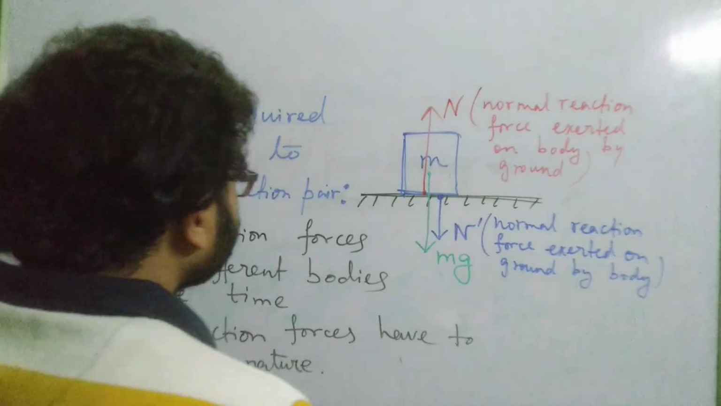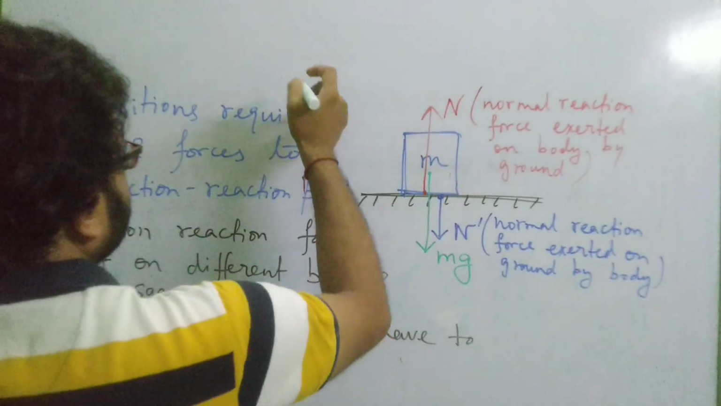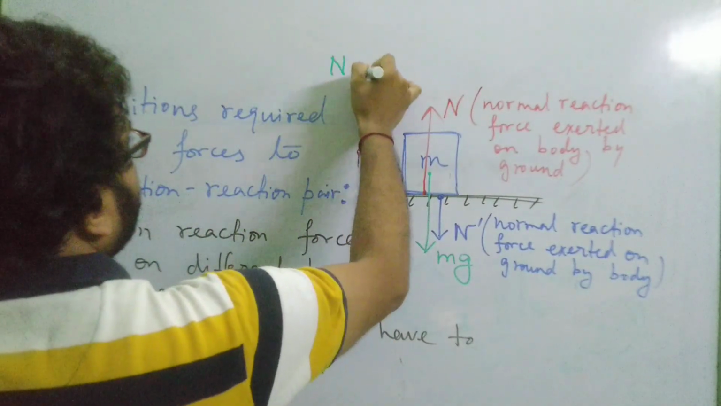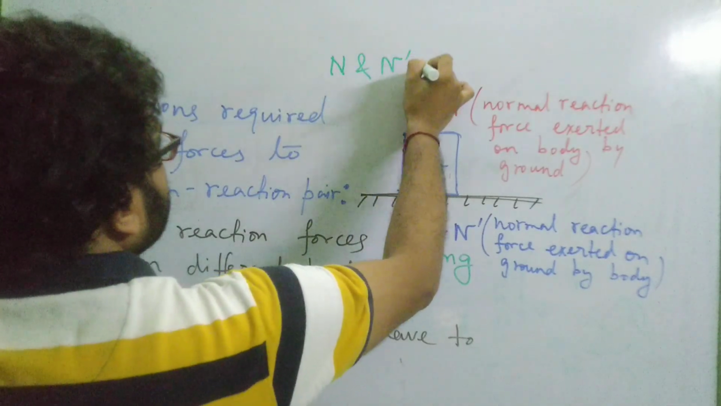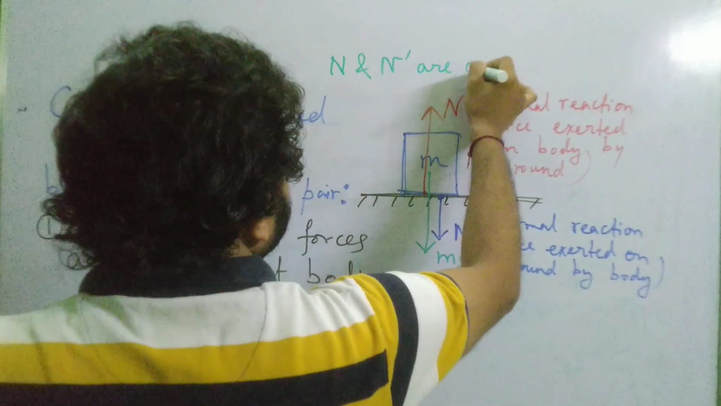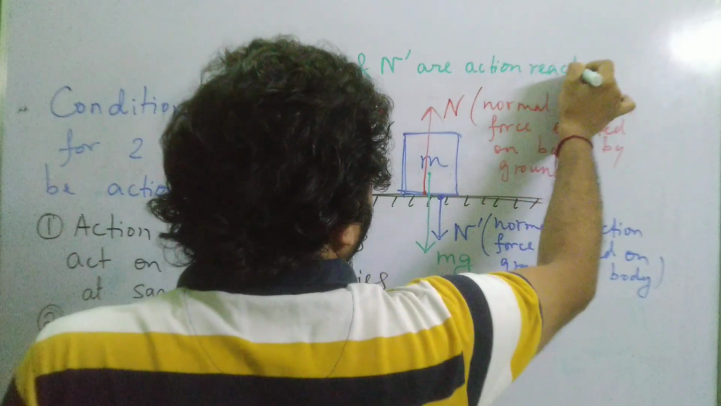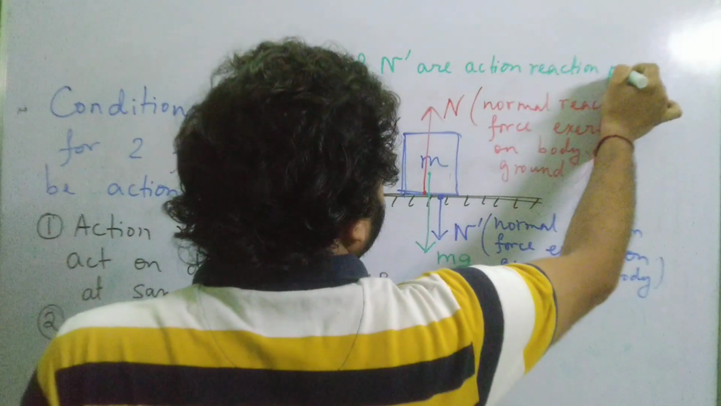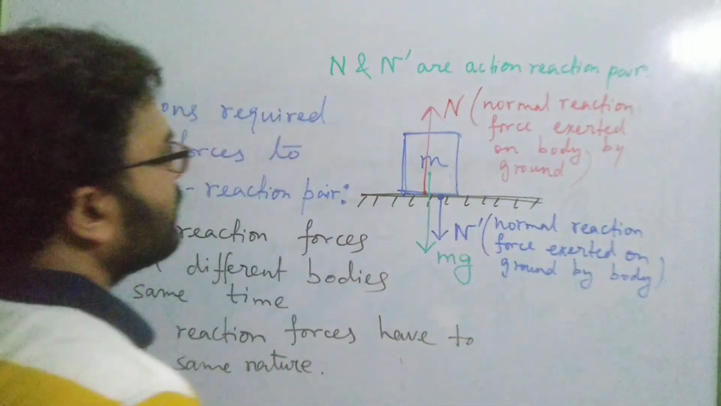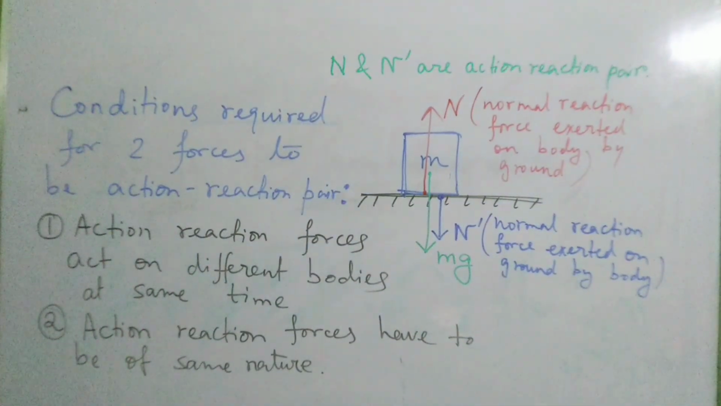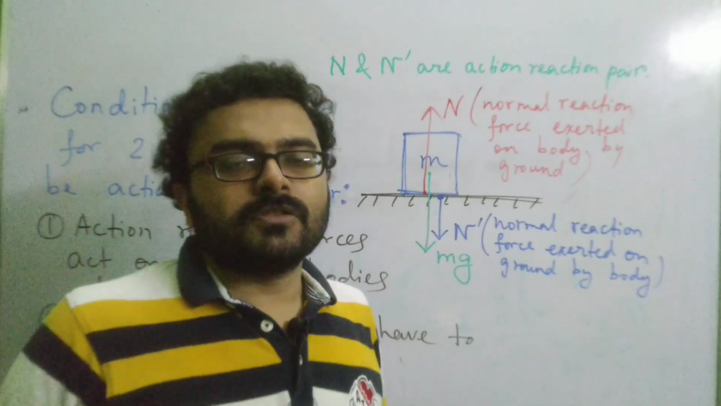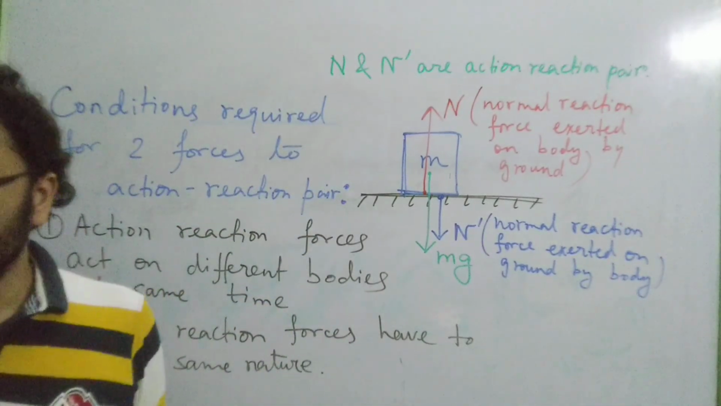So for this particular figure, for this particular case, N and N dash are the action reaction pair. Action reaction pair. So is it clear? So I think now there is no doubt in any of your minds about the action reaction pair. So is it clear? So this is the concept of Newton's third law.